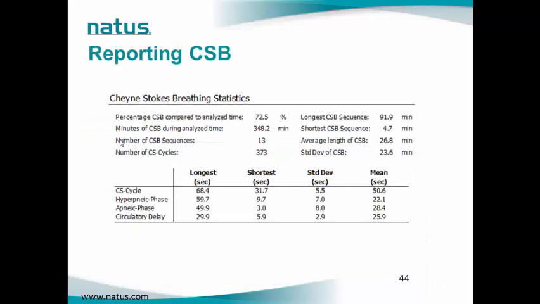In Neurology reports, it's also possible to activate the embedded CSB section that shows percentage of CSB compared to analyzed time, minutes of CSB during analyzed time, number of CSB sequences, number of Cheyne-Stokes cycles, longest duration of CSB, shortest CSB sequence, average length.